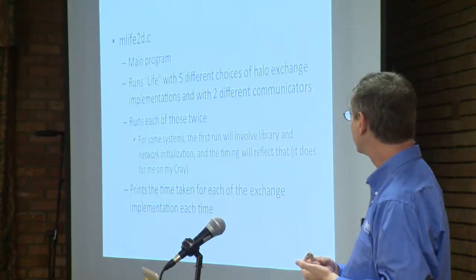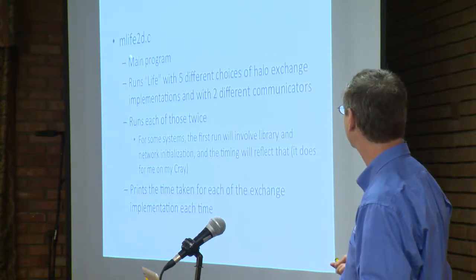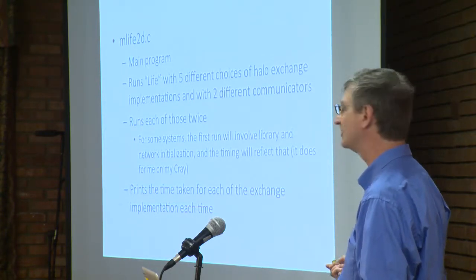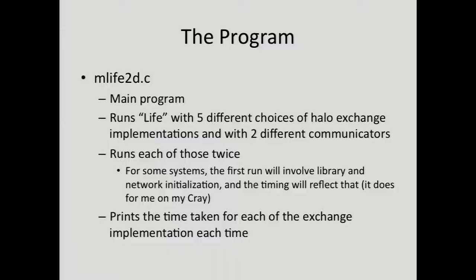Okay, so the program has these pieces. There is MLife2D.c. This is the main program. These are all C codes. I almost have a Fortran version ready, almost. So if you absolutely cannot read the C code, come and talk to me. I hope most of you can read the C code, though. It's fairly straightforward, and we'll talk about the few places where it may be a little obscure to Fortran programmers.